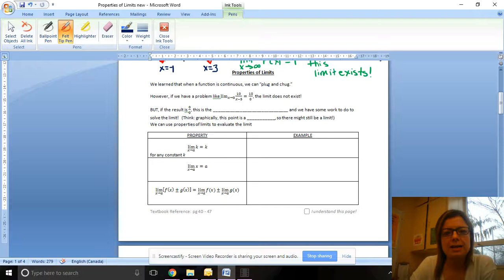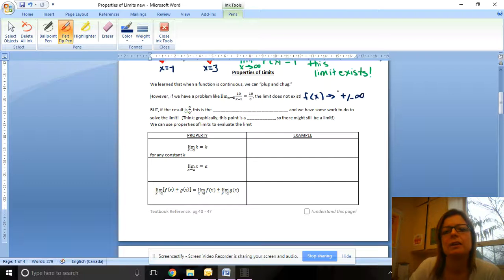However, if we have a problem like this, where x approaches 5, the limit does not exist. That is because we know that this is a rational function and x equals 5 would indicate a vertical asymptote, as can be seen by the denominator being 0 if we substituted 5. So in that case, the limit does not exist because the function will be approaching plus or minus infinity on either side of a vertical asymptote. So that's how you know it doesn't exist there.